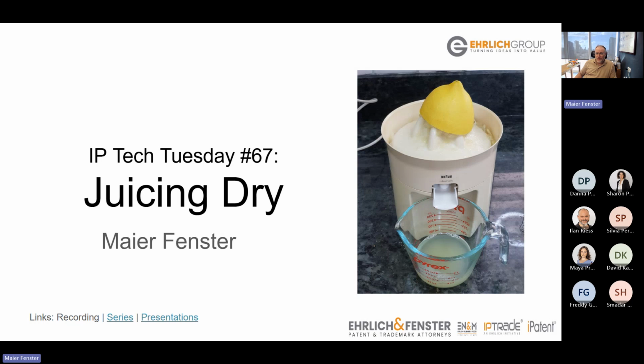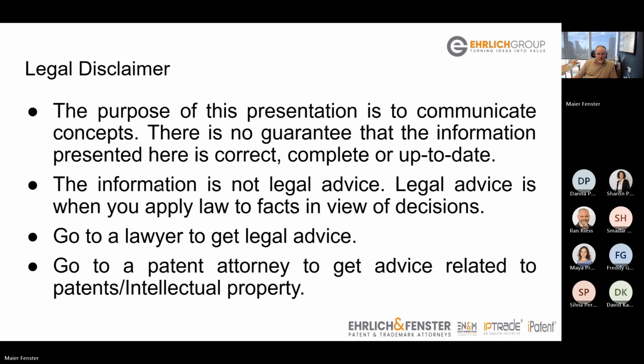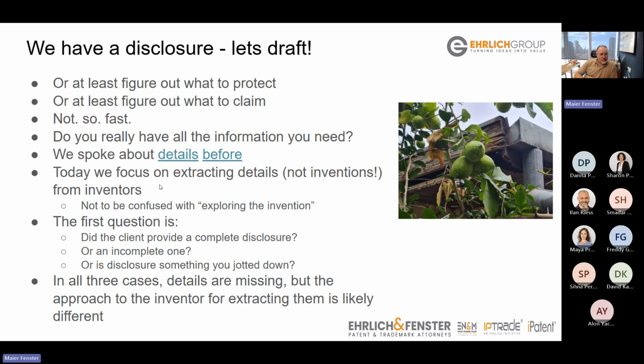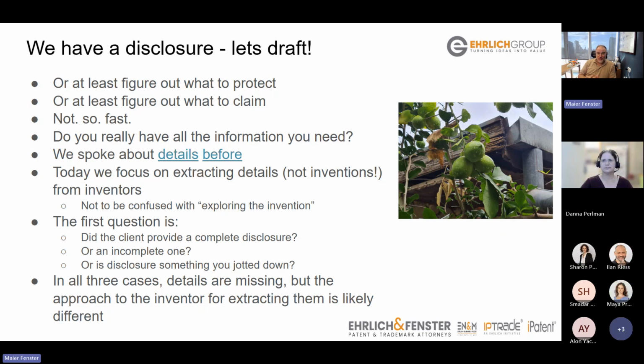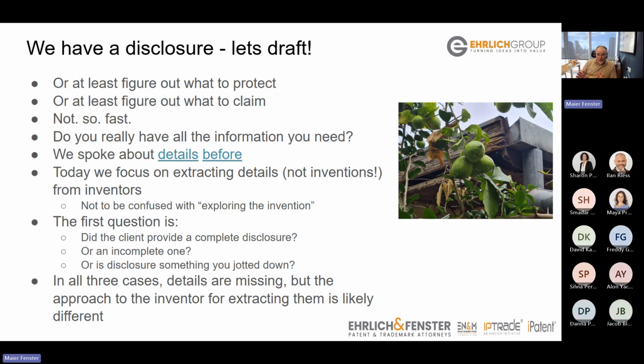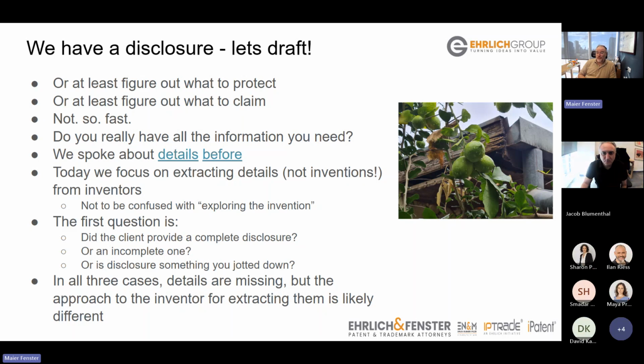Today we'll talk about a concept I call juicing dry. The idea being that if the inventor has disclosure, you want to get every last bit out of the inventor. And, sometimes you have a disclosure. So you say, okay, let's draft, or maybe not draft, but let's figure out what to protect or what to claim. And I'm saying, wait a minute. Just because you have a disclosure, maybe it's not actually complete. Maybe it doesn't include all of the details you'd like to have.